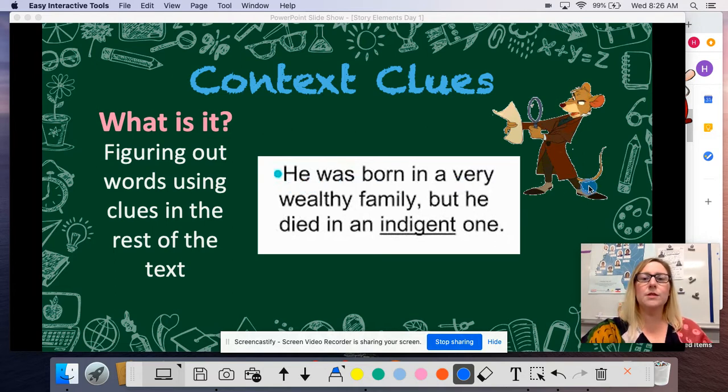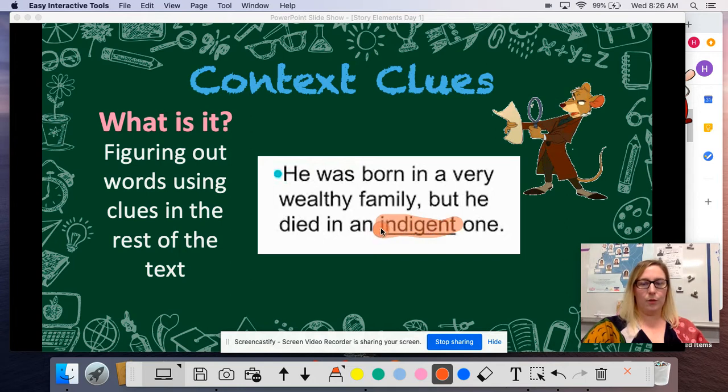It says, he was born in a very wealthy family, but he died in an one. I don't want to say the word because often when we see a word we don't know, we also don't know how to say it. And I'm afraid that if I say it, that might give away some of the meaning. So, first, I know that this is a word I do not know. So how can I figure out what it does mean?